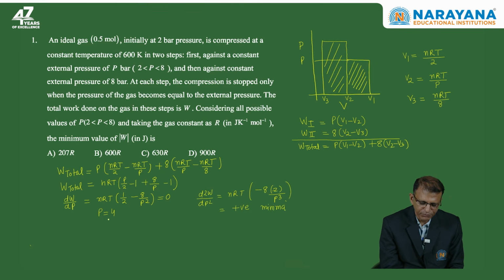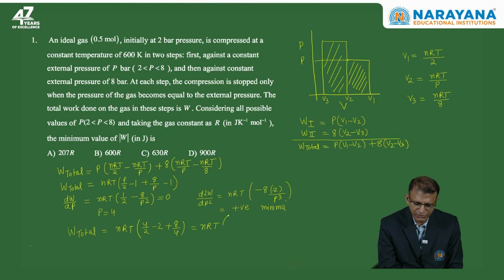And now to get the minimum value of work done in this equation, I can write nRT, and in place of P I can put 4. So 4 divided by 2, and minus 1 and minus 1 will be minus 2, 8 divided by 4. So if we simplify this, we are getting nRT. This will be 2 and 2 will cancel out. Finally we are getting 2.